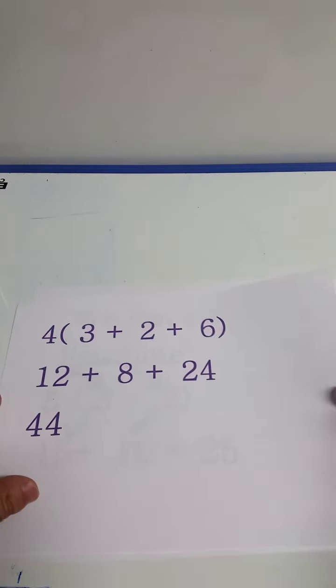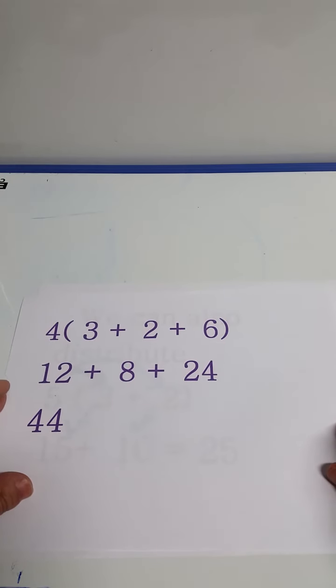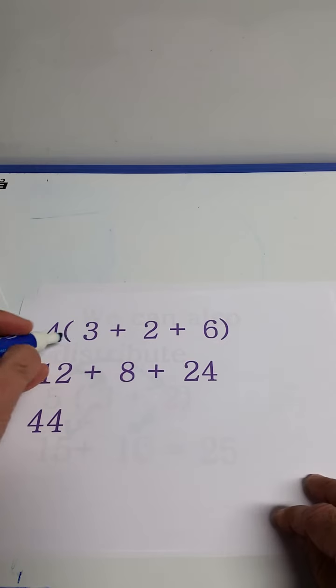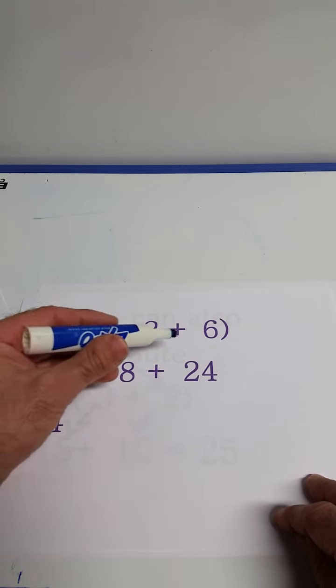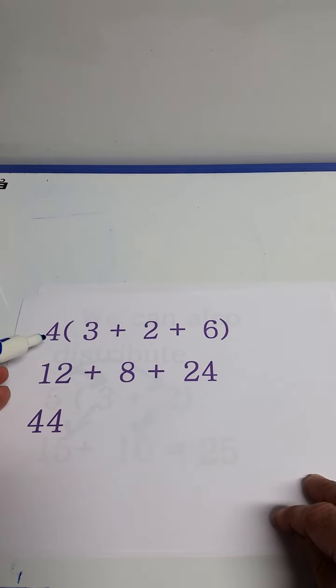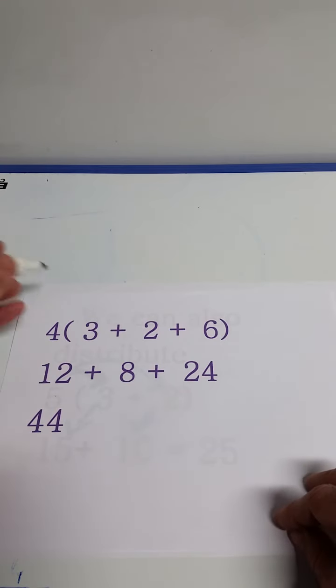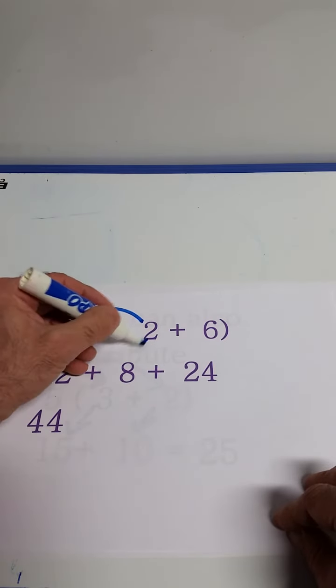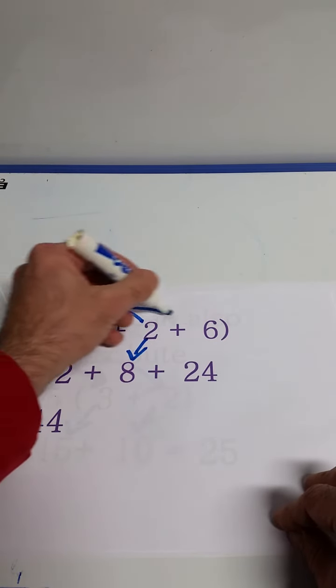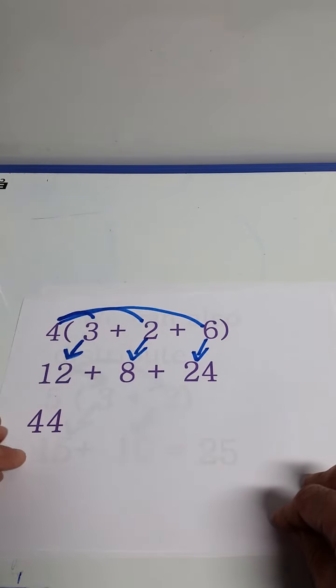So here's another example. Here we have 3 plus 2 plus 6 in parentheses. What we can do here is add 3 plus 2 plus 6 if we wanted to, and then times it by 4, or we can distribute. We'll distribute the 4. 4 times 3 is 12. 4 times 2 is 8. And 4 times 6 is 24. And then we just add those up and we get 44 as our answer.